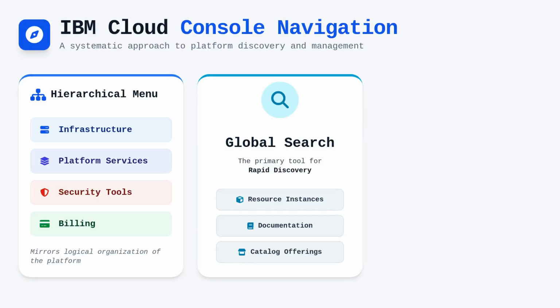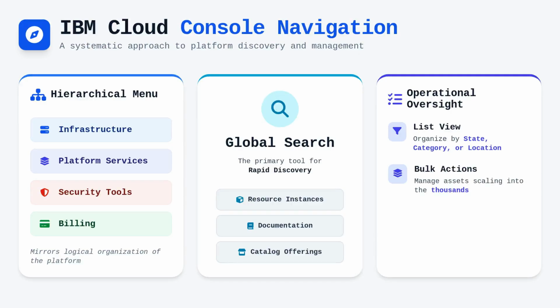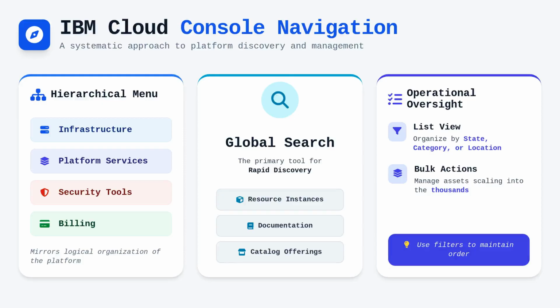This search functionality does more than just locate specific resource instances. It also indexes documentation and catalog offerings, making it an excellent resource when you are researching a new service you have not yet provisioned. For those who manage large-scale deployments, the list view of your resources serves as the standard tool for operational oversight. You can organize these views by state, category, or physical location, which is particularly useful when you need to perform bulk actions on a specific subset of nodes. Learning to filter effectively in this view allows you to maintain order even as the number of your provisioned assets grows into the hundreds or thousands.